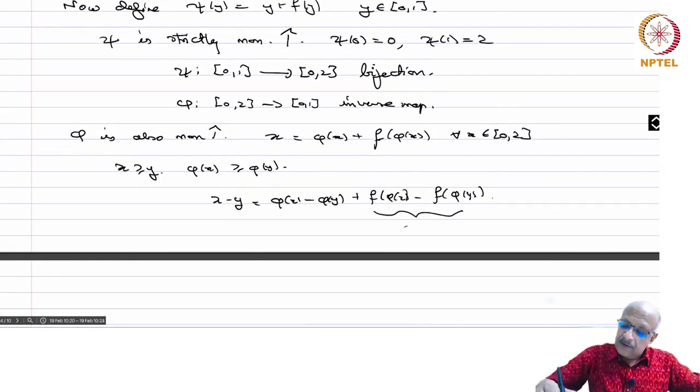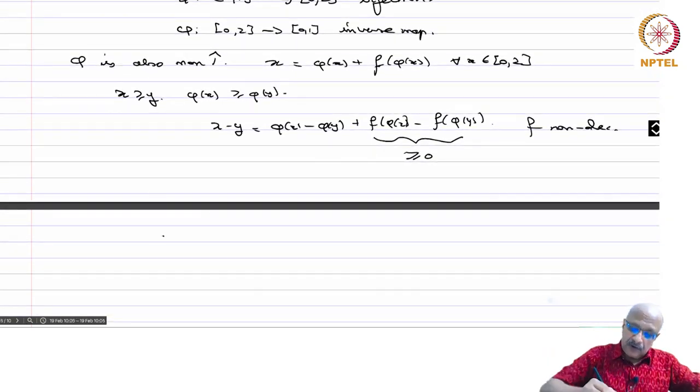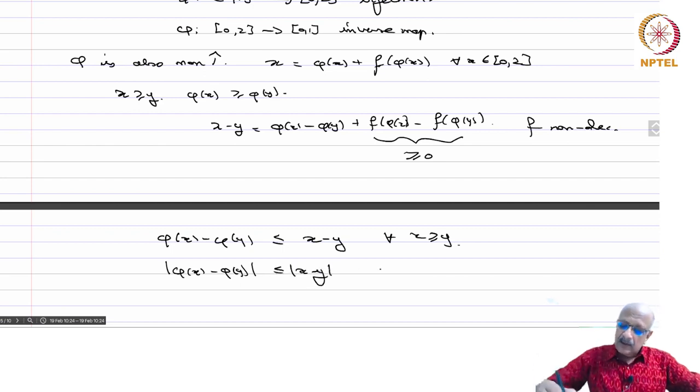f is non-decreasing, and therefore this is greater than or equal to 0, and therefore this shows that phi(x) minus phi(y) is less than or equal to x minus y for all x greater than or equal to y, or in other words, |phi(x) minus phi(y)| is less than or equal to |x minus y|, and therefore phi is continuous as well.